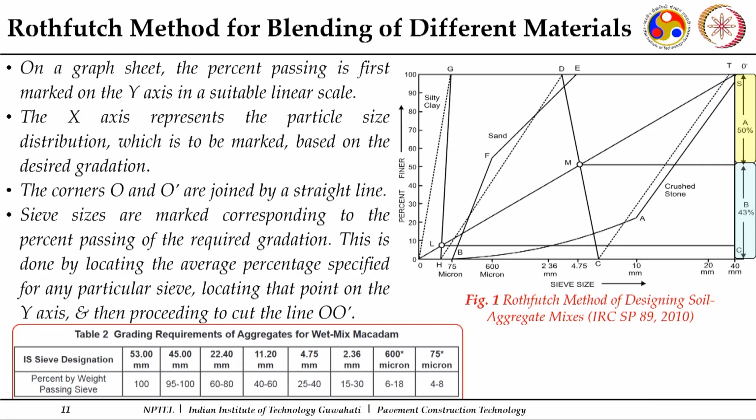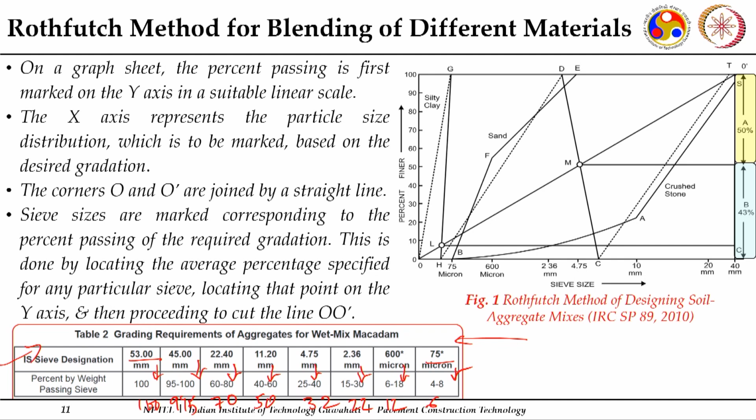First, on any graph paper, you plot a rectangular figure. This is the target gradation you have. This is an example. Here a material from 53 mm to 75 micron is given, and for each there is a range given. So I can arrive at the mid values for each sieve size. Here I can say 100, this will be 97.5, this will be 70%, 50%, this will be 32, this will be 22, this will be 12, this will be 6. So these are my mid values.